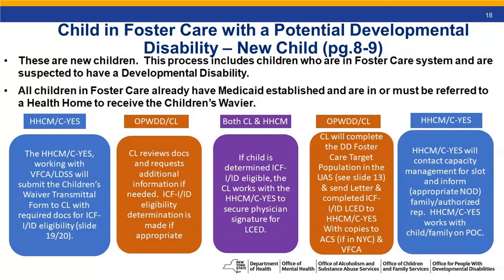Now the first box, right here, the first step is with the care manager. So the health home care manager or CES, working with the voluntary foster care agency or the local Department of Social Services, will submit the children's waiver transmittal form to the children's liaison with the required documentation for ICF-I eligibility, which is noted on slides 19 and 20. Once that's submitted, the children's liaison reviews the documentation and requests additional information if needed. ICF-I eligibility determination is made if appropriate.